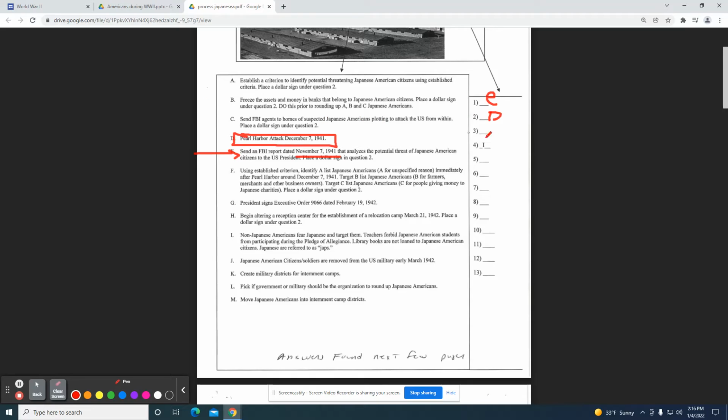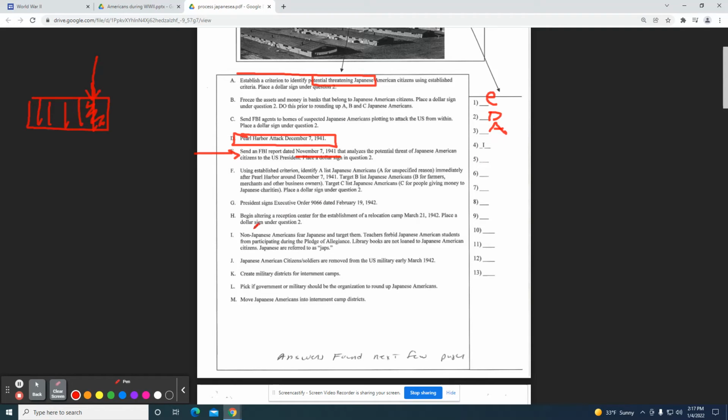The third thing that happens is A. They're going to establish a criterion to identify potential threatening Japanese American citizens using an established criteria. So at this point, they're trying to figure out the potential threat among these Japanese American citizens. I'm making this part up, but if we have 1, 2, 3, 4, 5, they're trying to figure out of these 5 people, let's say it's maybe these 2 here, they have to figure out a way to determine which of those individuals happen to be the potential threat.